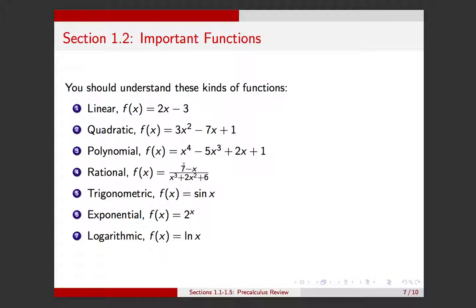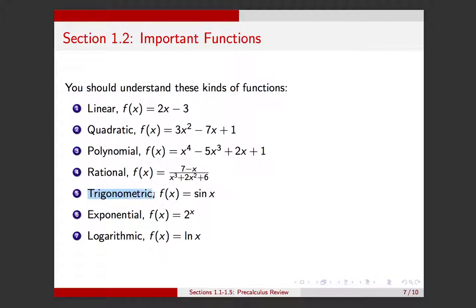Rational functions. Rational functions are simply polynomial divided by polynomial. Okay, so polynomials don't involve fractions of x, right? No fraction there, right? Rational functions can involve fractions with x's in them.